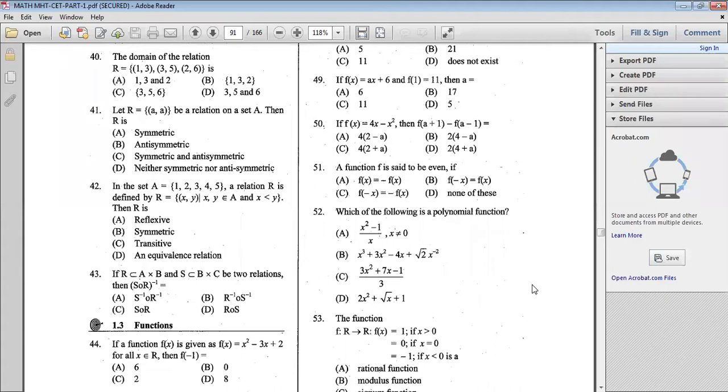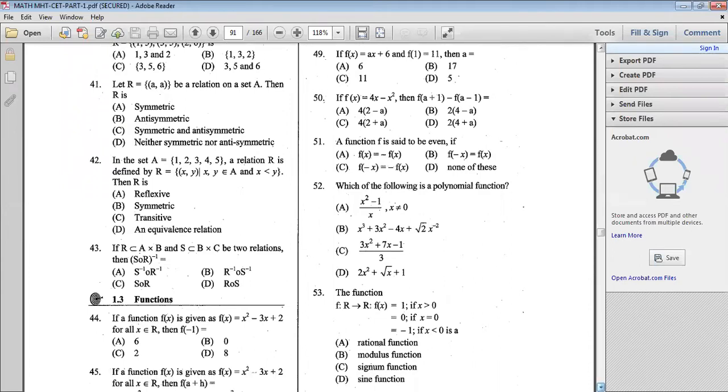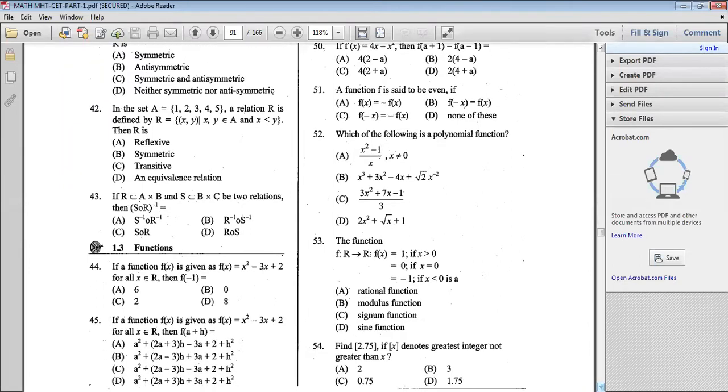Third option? Yes. It is the polynomial because all the powers are whole numbers only. But fourth option? x raised to power 1 by 2, because there is a root x. Root x means the power is 1 by 2, which is not a whole number. That's why that is not the polynomial. So option C is correct.